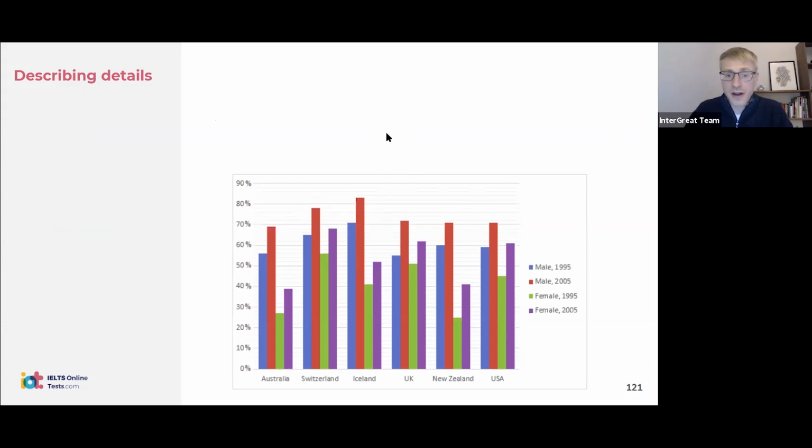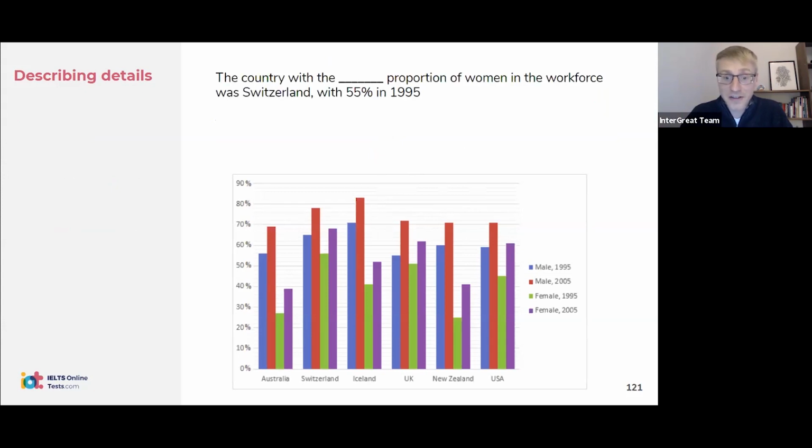I know we did mention 6 countries. We're going to describe Switzerland in the next paragraph. Okay, so we are going to mention it. We're just not going to talk about it in terms of the men. So here's Switzerland, our missing country. The country with the something proportion of women in the workforce was Switzerland, with 55% in 1995.